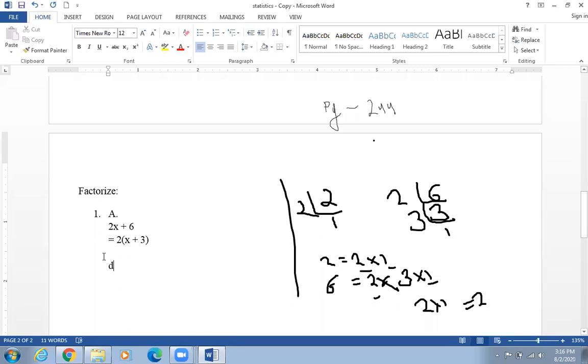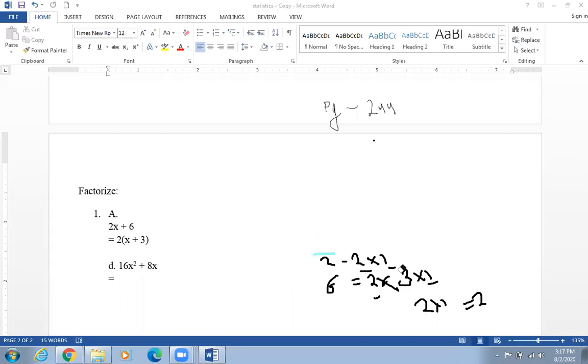Let me do question number d. It is written 16x square plus 8x equals to. Okay, so 16 and 8. First of all, see the numbers first. 16 and 8. What is common between these two numbers? Is there anything common between these two numbers? 16 and 8.